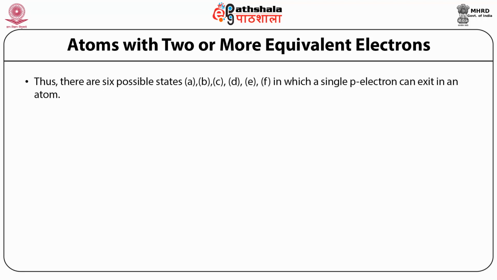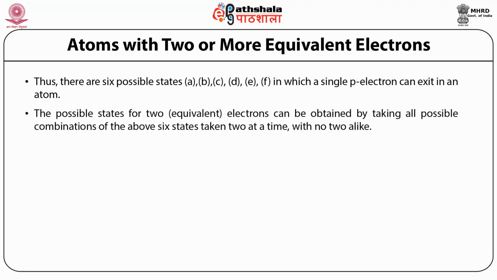Thus, there are 6 possible states A, B, C, D, E, F in which a single p electron can exist in an atom, which is described in the table. The possible states for 2 equivalent electrons can be obtained by taking all possible combinations of the above 6 states taken 2 at a time with no 2 alike.